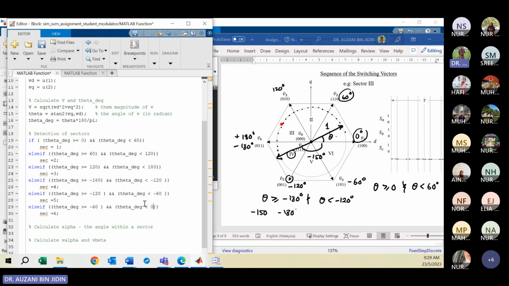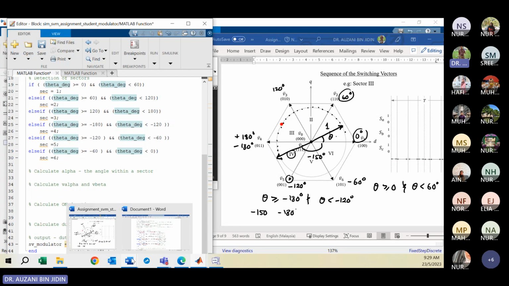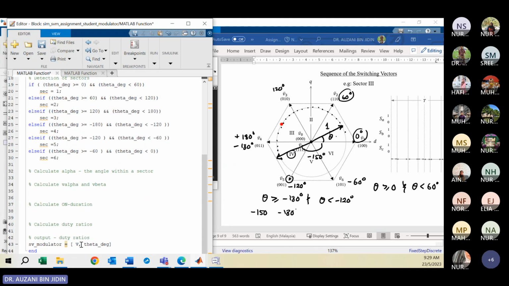Okay, so let's check the output. So maybe we can put additional output. Okay, your output now here, you have V theta degree, and just put another one, which is sector. We try to relate the waveform of angle tadi, the theta degree and the sector. So you put another output, the sector, SEC. Kalau you nak put full name tak apa, sector kan boleh. So yang ni pun you kena letak nama penuh, sector.